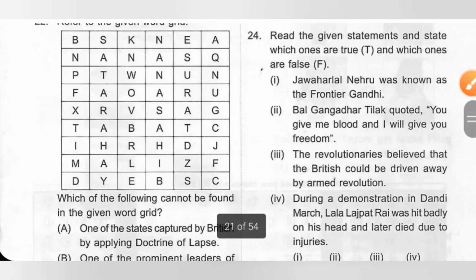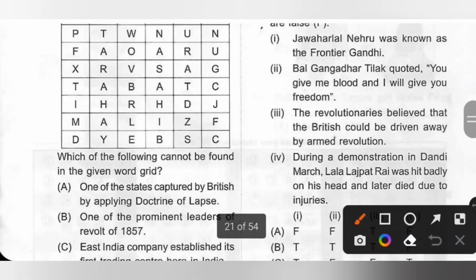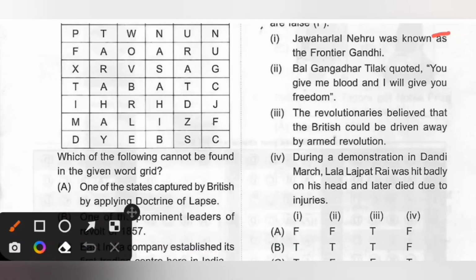24th. Read the given statements and state which ones are true and which ones are false. 1. Jawaharlal Nehru was known as the Frontier Gandhi. It is false, because Khan Abdul Ghaffar Khan was known as the Frontier Gandhi. 2. Bala Gangadhar Tilak quoted, you give me blood and I will give you freedom. It is also false because Subhash Chandra Bose quoted, you give me blood and I will give you freedom.